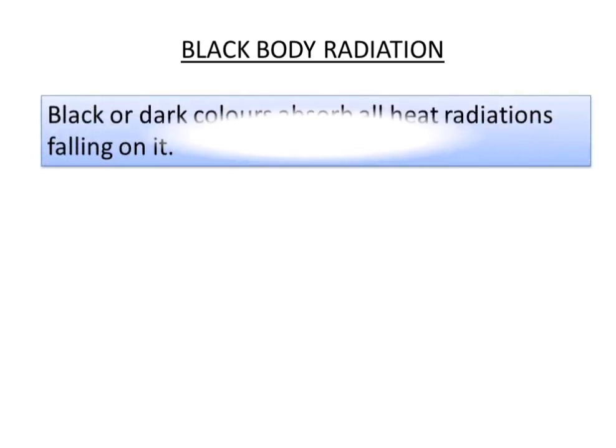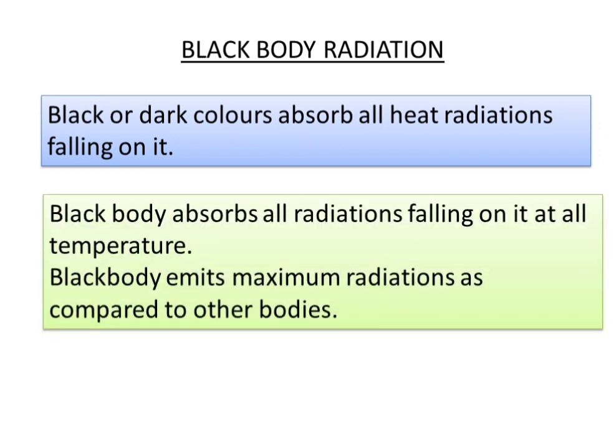Next is black body radiation. Black or dark colors absorb all heat radiations falling on them. So we consider bodies that absorb or emit heat radiations as black bodies. A black body absorbs all radiations falling on it at all temperatures. It also emits maximum radiations as compared to other bodies.